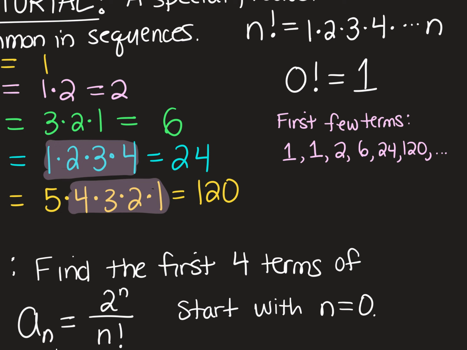If it were me, I'd probably highlight that little first few terms thing, put a big circle around it, something, make it stand out, because that's one that you're going to see show up in sequences quite often.